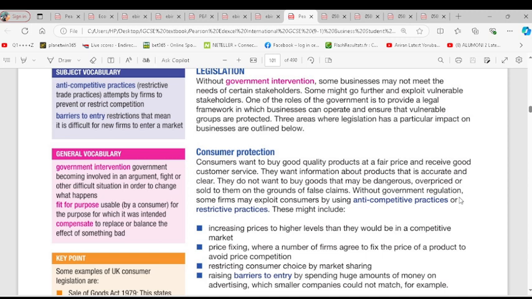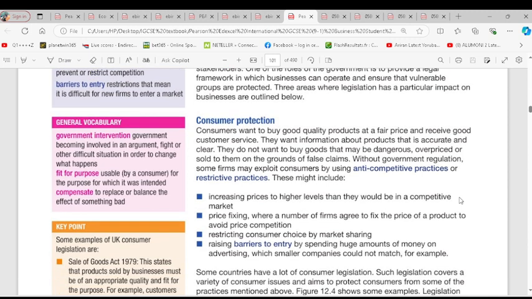Without laws, businesses will do whatever they like. They exploit workers, they exploit stakeholders, they exploit customers. But with laws, it becomes difficult for them to do so because if they do, they will be penalized. Is it clear? Did you know it before, like legislation? Yes. I think it's clear.